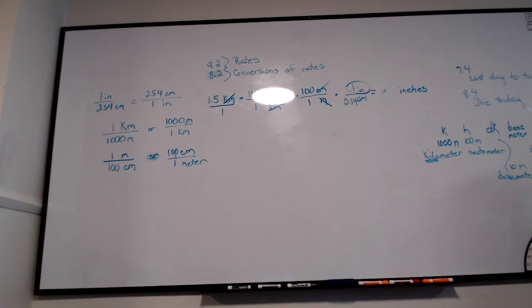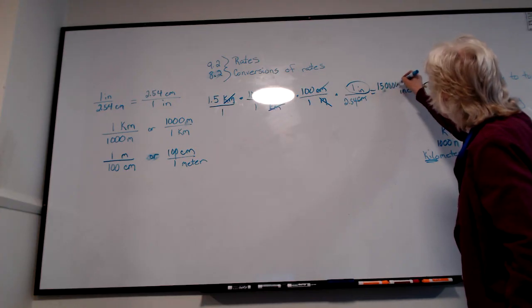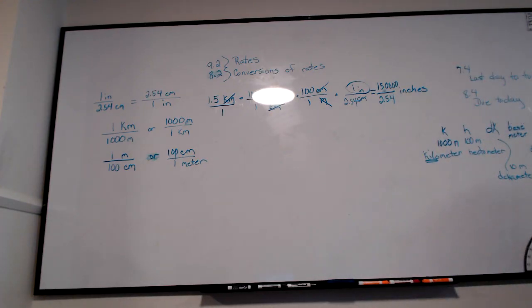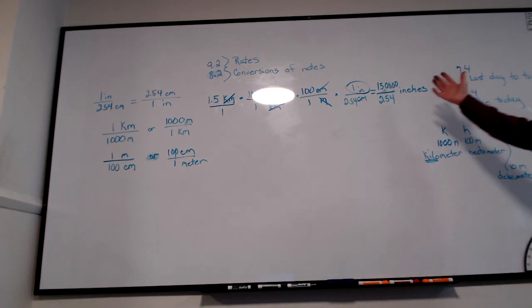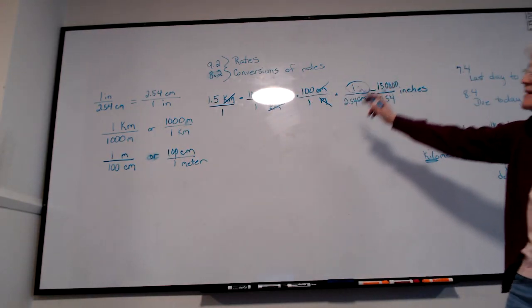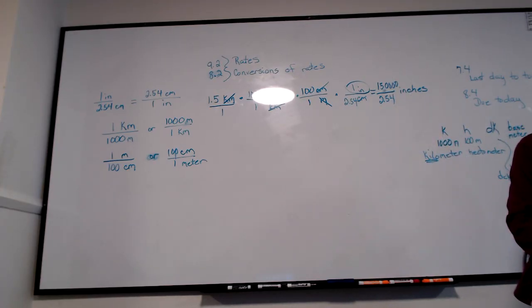Now I do the multiplication. 1.5 times 1,000 times 100. So it's 150,000 over 2.54, and do that division. That's 150,000 divided by 2.54, which is 59,055. I just said do that division, okay? So then all you have to do is that division. I just multiplied straight across like any multiplication, multiplied the bottom straight across, got that division, that's how many inches you have, okay?